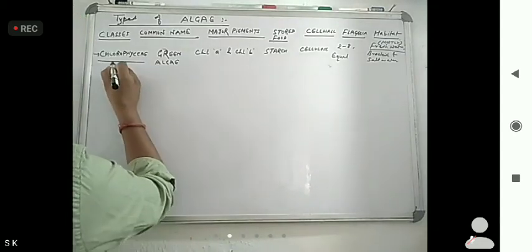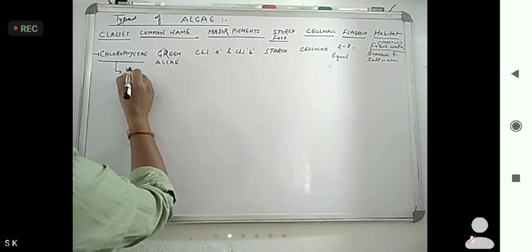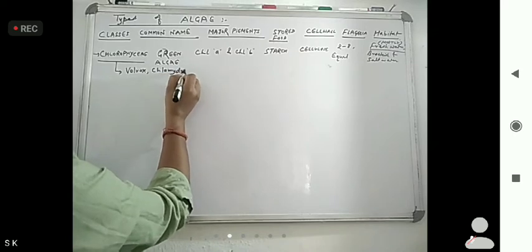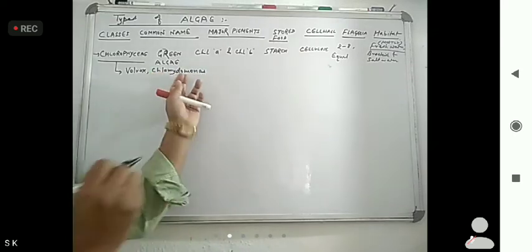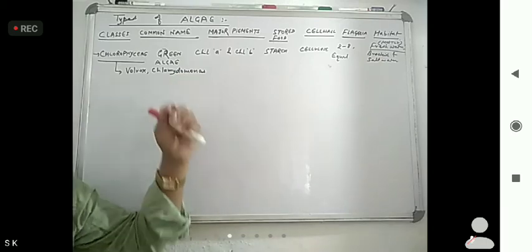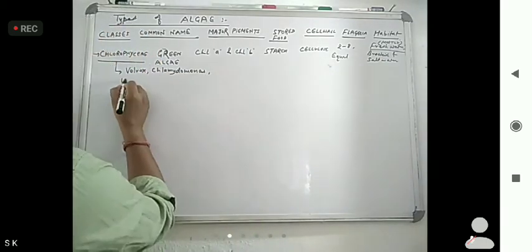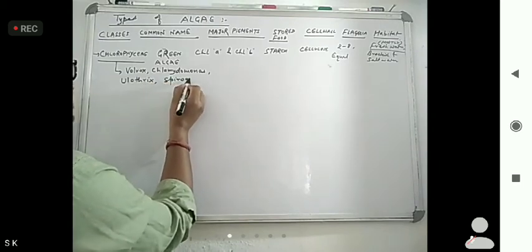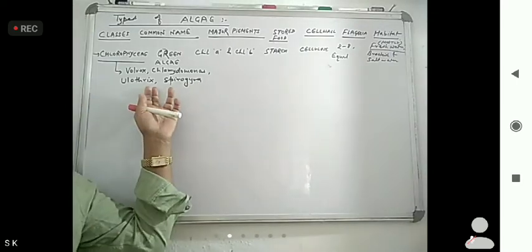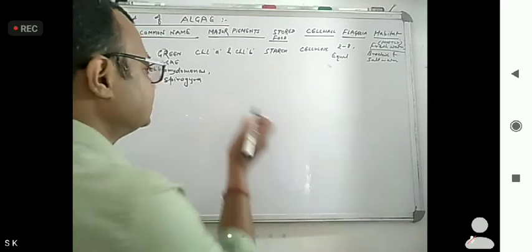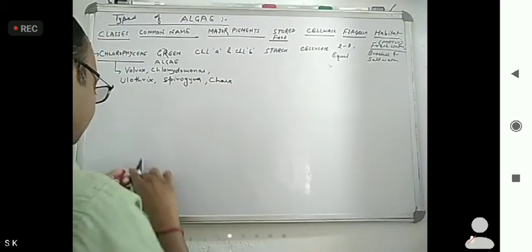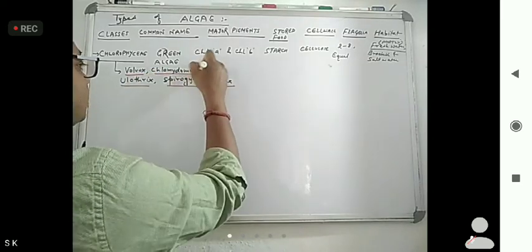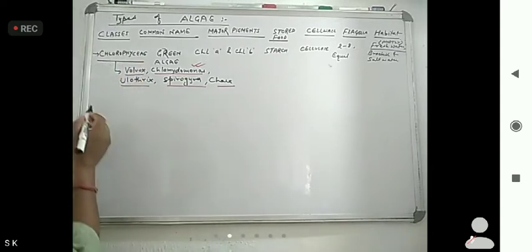Okay. If we are seeing their examples, we have to see examples of Chlorophyceae. So examples: Volvox, Chlamydomonas. These two we saw. Volvox, Chlamydomonas, Ulothrix, Spirogyra. So this belongs to what? Chlorophyceae, or we can see Chara also there. So these belong to Chlorophyceae. The examples are also important.